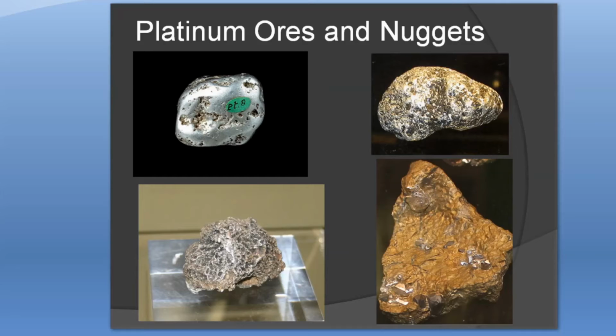Here's platinum. Again, it's metallic and it's silver colored, but this is much more dense than silver. So if you had a chunk of platinum and a chunk of silver in hand, they're both about the same size, the platinum would be almost twice as heavy as the silver. So platinum is actually a little more dense even than gold.